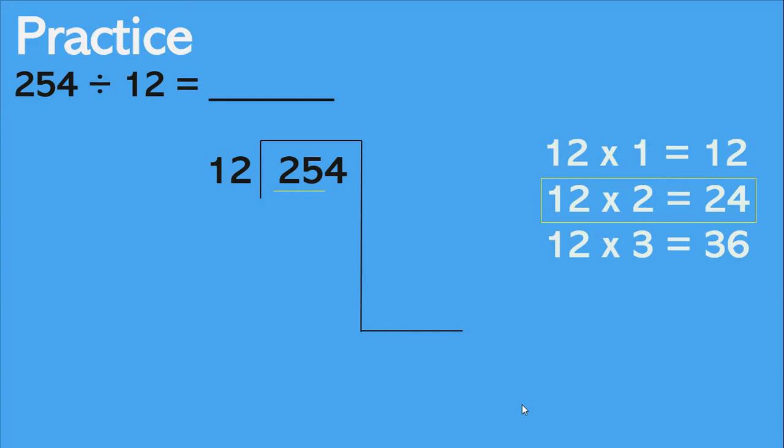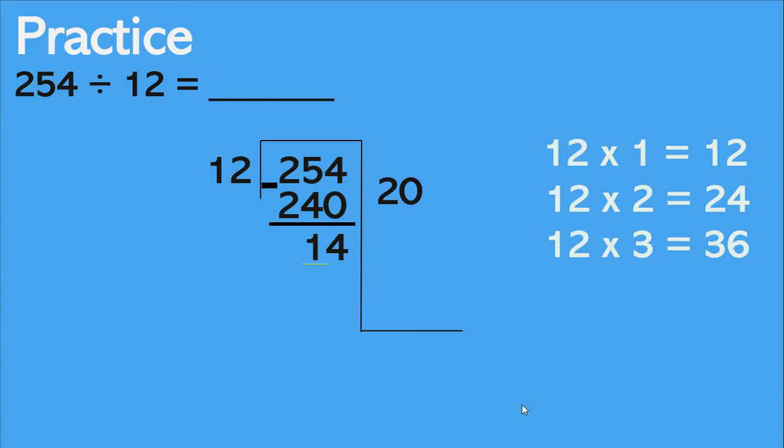But remember, we're not trying to find 25 ones, we're trying to find 25 tens. So instead of multiplying 12 times 2 ones, we're going to be multiplying 12 times 2 tens, which is 20. So 12 times 20 is 240. I'm going to write 240 underneath 254, and I'm going to subtract. 254 minus 240 is 14.